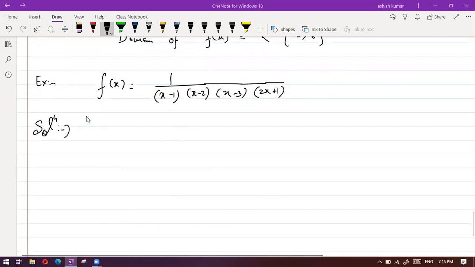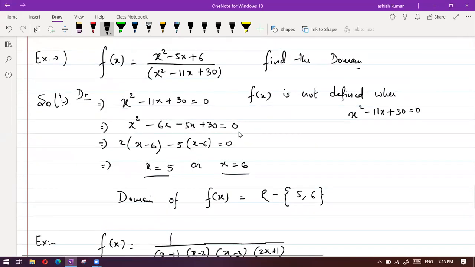So here how we will write the solution, we will say that f(x) is not defined. Sir, example, sorry, that above example, sir. Okay. Hence domain of the function.